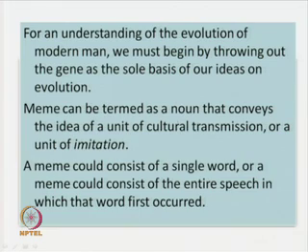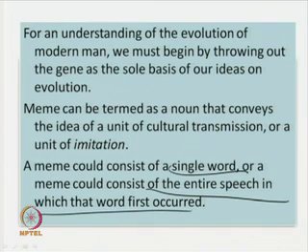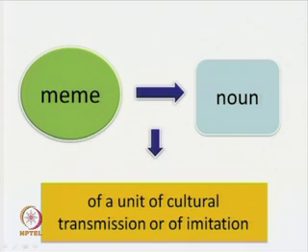For an understanding of the evolution of modern man, we must begin by throwing out the gene as the sole basis of our ideas on evolution. Mime can be termed as a noun that conveys the unit of cultural transmission or a unit of imitation. A mime could consist of a single word, or the entire speech in which that word first occurred. A mime may hold a simple word, a part of a symphony, or an entire symphony.